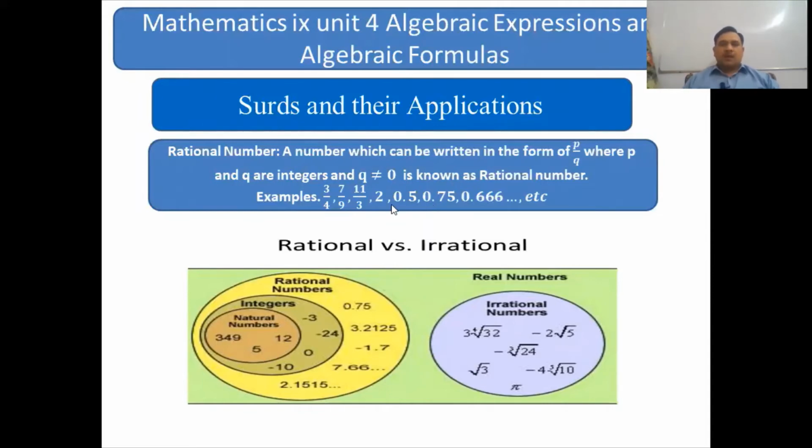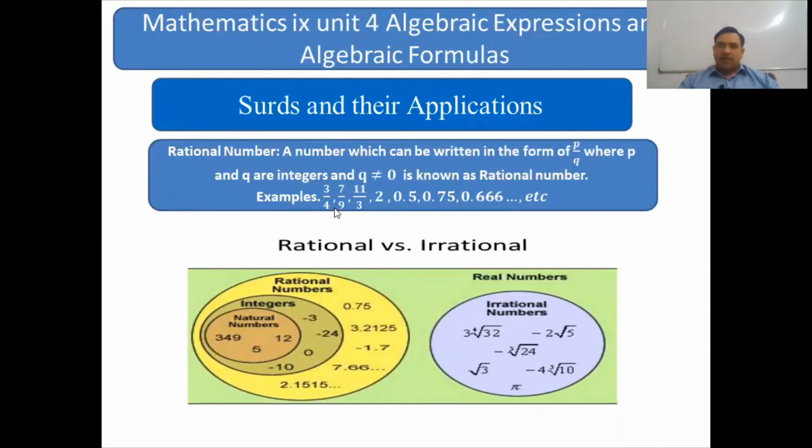If the numbers are terminating, then we say that the number is a rational number. For example, 1 by 2 is equal to 0.5. This number terminates after 5, so this is a rational number. Similarly, 3 by 4 is 0.75, and this is also a rational number, because it terminates after 2 decimal places.